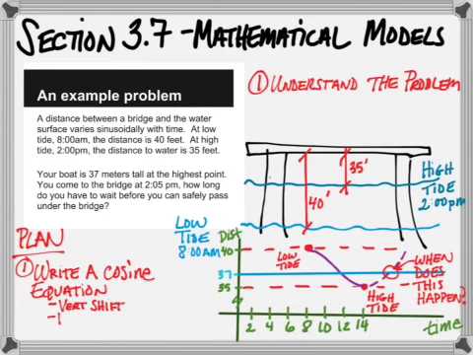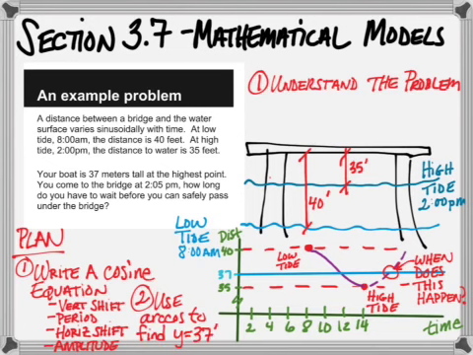All right, so to get my equation, I'm going to need a vertical shift, I'm going to need the period, I'm going to need a horizontal shift, and I'm going to need the amplitude. Once I have my equation, I'm going to use our cosine to find when it's 37 feet. So I understand it, I have my plan, now we need to carry it out. And this is where it gets a little bit messy.